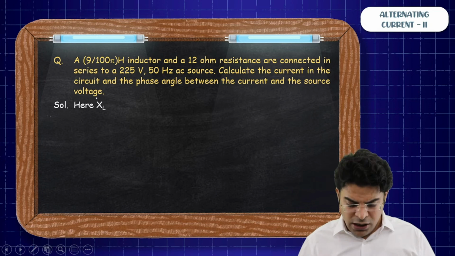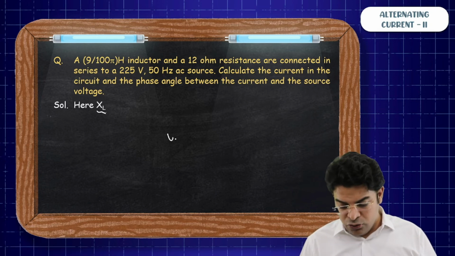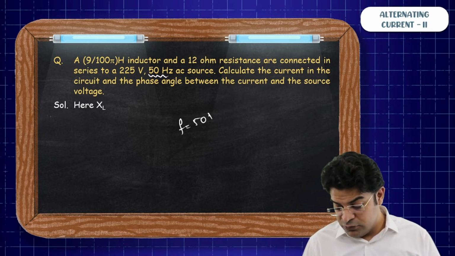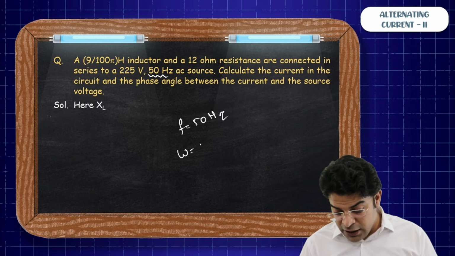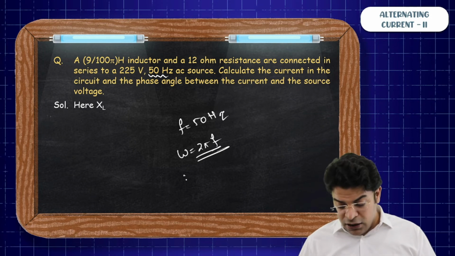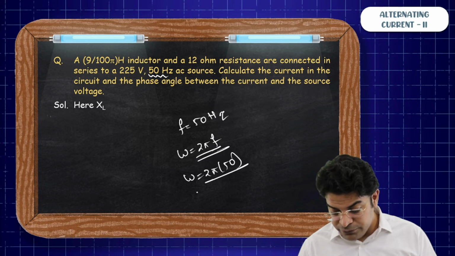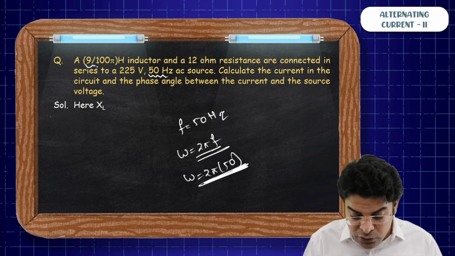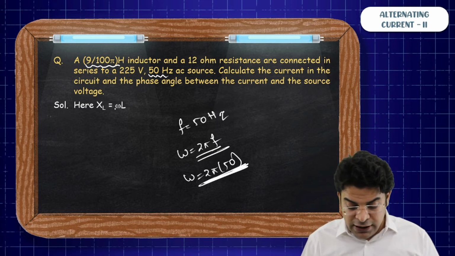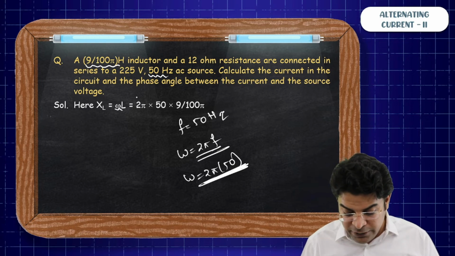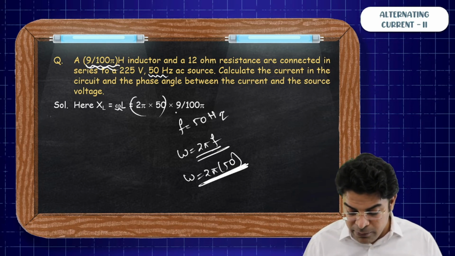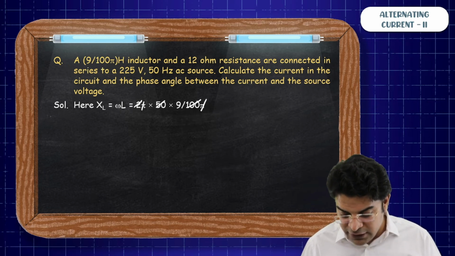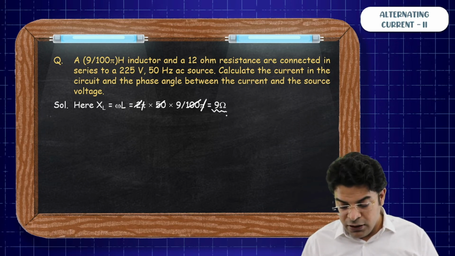It's very easy. Now beta, you will say that XL has to be equal to omega L. The source has a frequency of 50 Hz, not angular frequency. We know that omega equals 2 pi f, so the angular frequency will be 2 pi into 50. XL equals omega L, so in place of omega write 2 pi into 50, and in place of L write 9 by 100 pi. Once you do this, you can see the pi, the 2 into 50, and the 100 get cancelled. So your XL simply comes out to be 9 ohm.